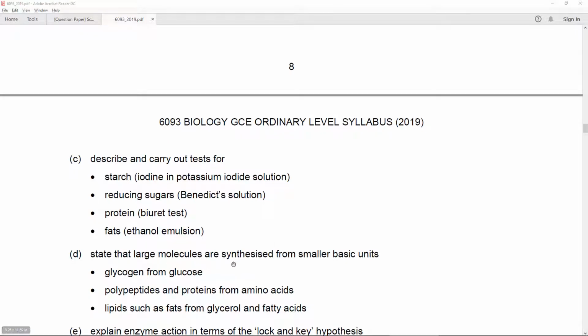Then you need to know which large molecules are made up of which small molecules. So you need to know the basic unit of the macromolecules. So let us start with the first nutrient, which is carbohydrate.